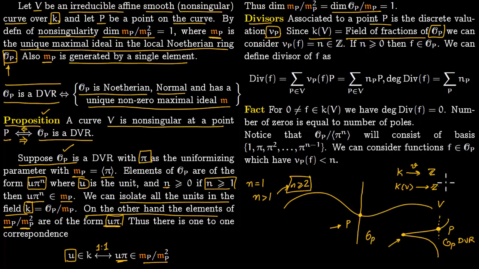So we have a valuation, say v_P here, and this will give you a DVR which is O_P. Notice that you started with this K(V), that is the field of fractions, and from there you went to O_P precisely because you used the valuation v_P. Now this might all look complicated, but the simplest valuation you can think of is just counting the number of zeros or poles at a particular point.